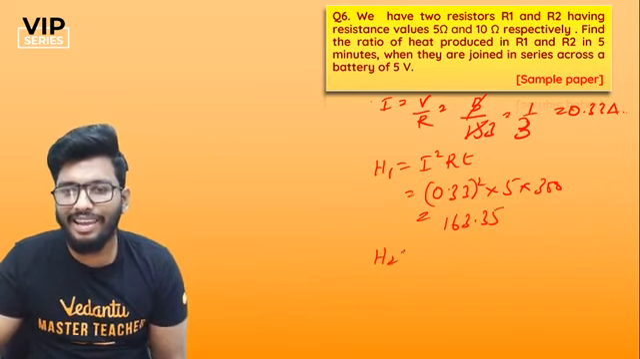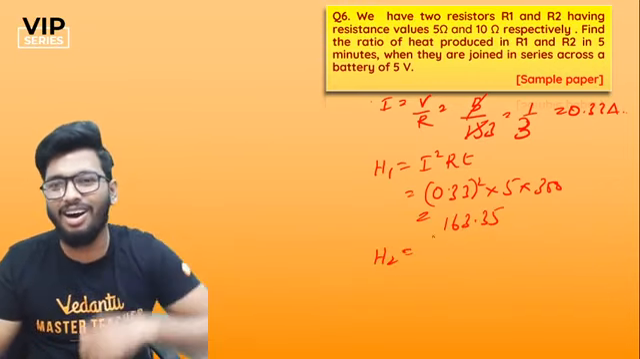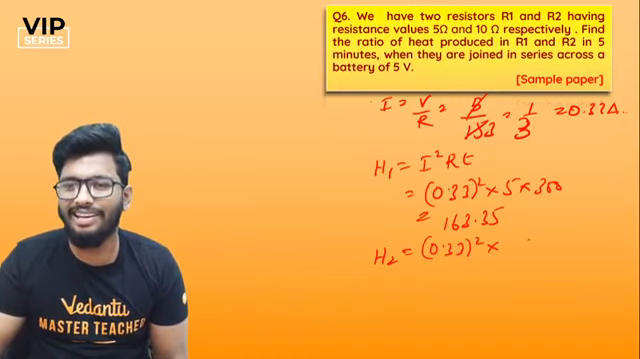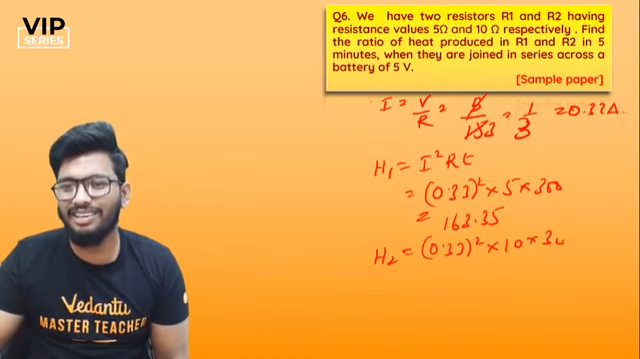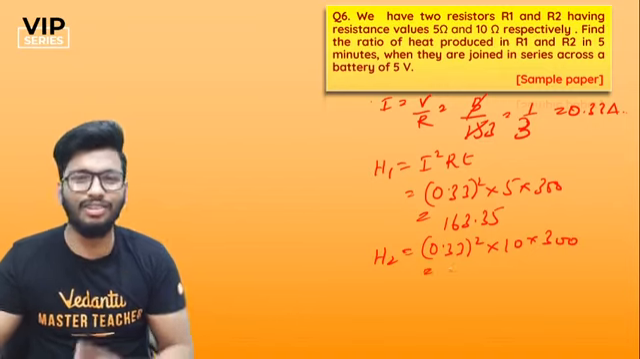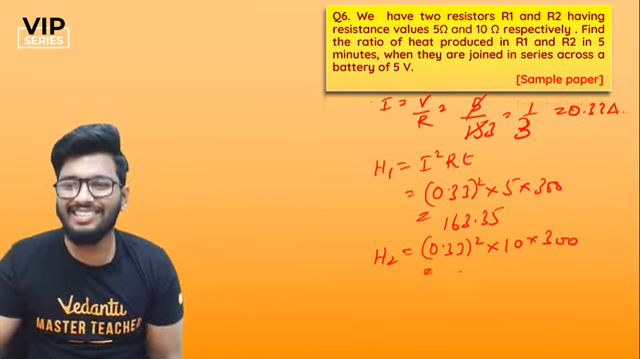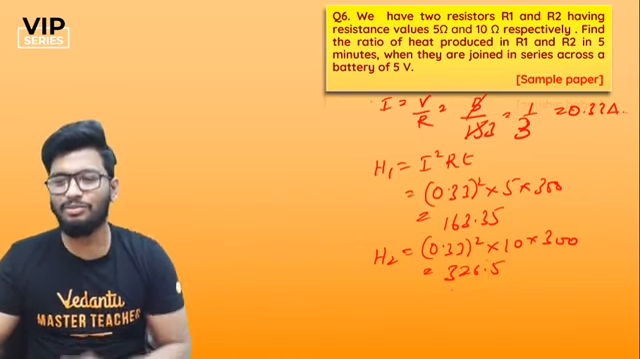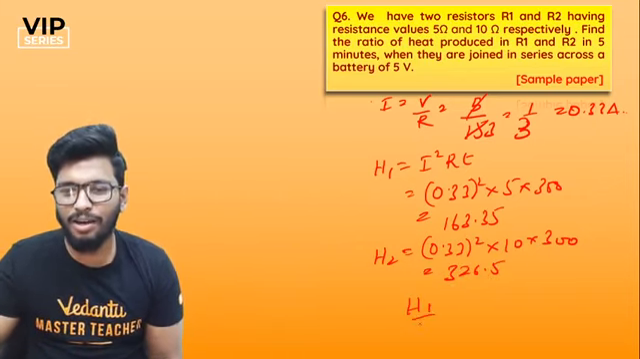For H2, again, substitute the value of R. I squared is 0.33 the whole squared, into 10 into 300. If you multiply this, you get around 326.5. Now find out the ratio H1 by H2.